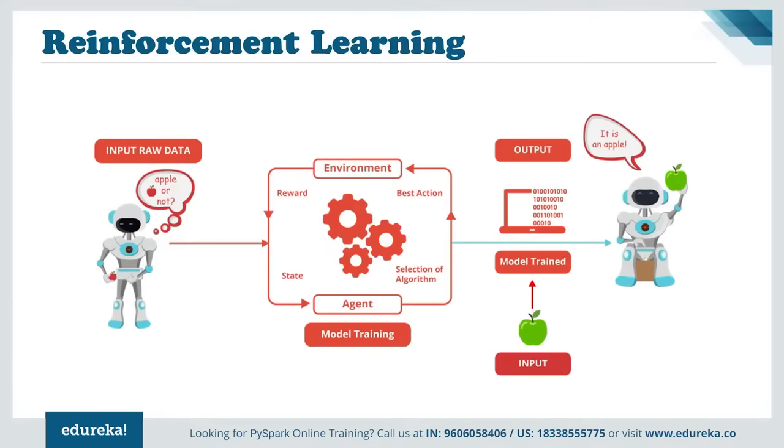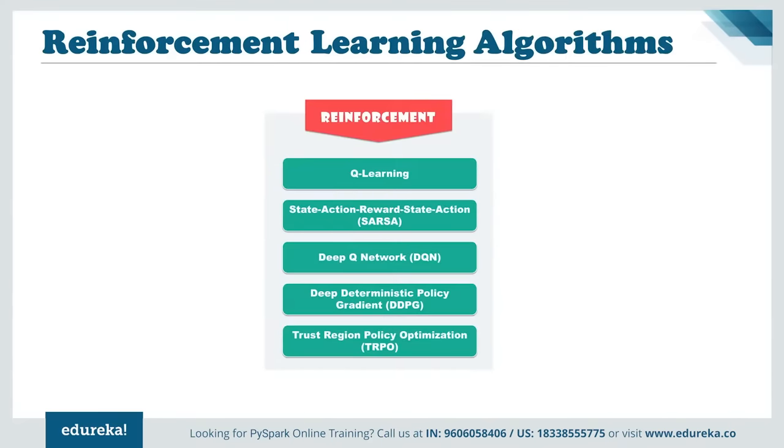Reinforcement learning is useful in cases where the solution space is enormous or infinite, and typically applies in cases where the machine learning can be thought of as an agent interacting with its environment. Now, there are many reinforcement learning algorithms. A few of them are Q-learning. We have SARSA, which is state action reward state action. We have deep Q network. We have the deep deterministic policy gradient, which is DDPG. And finally, we have TRPO, which is trust region policy optimization.